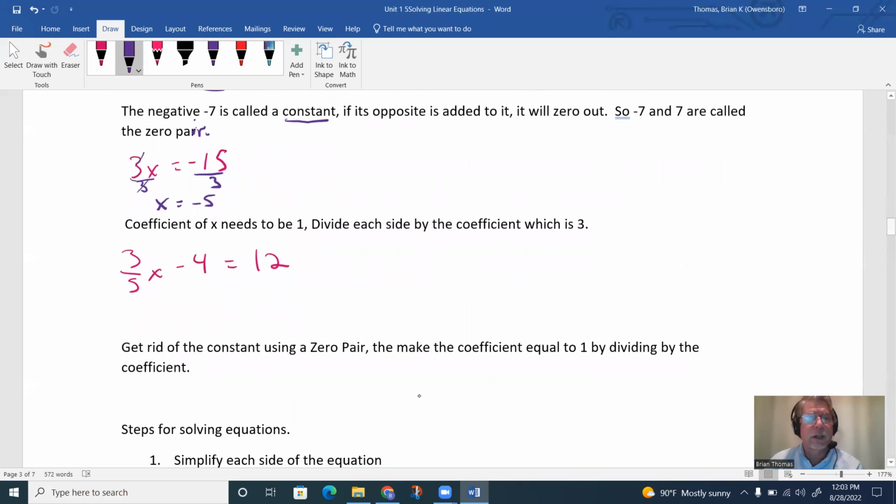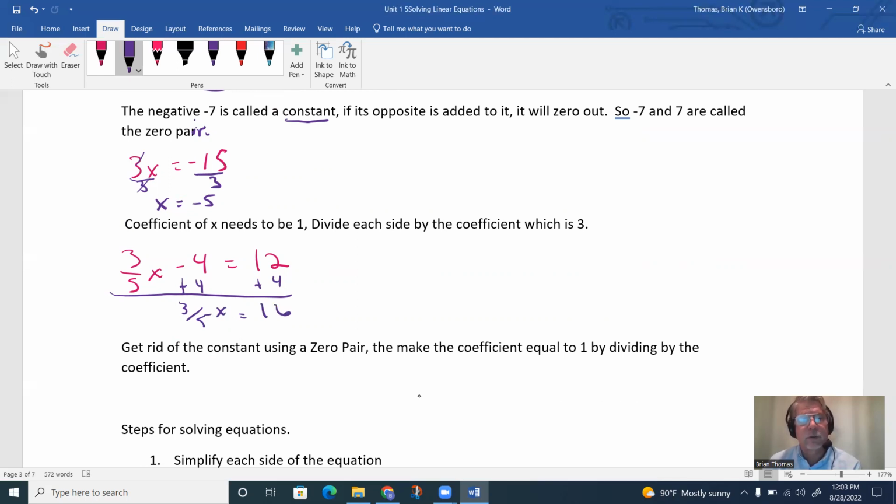So the next thing we have going on here is this 3/5 x minus 4 is equal to 12. Again, to get x by itself, the first thing we do is go after the constant. So we go after the negative 4. To go after the negative 4, we use its opposite, which would be a positive 4. But if I add a 4 on this left side of the equation, I have to add 4 on the right-hand side of the equation to keep it balanced. So this will give me 3/5 x equals 16.